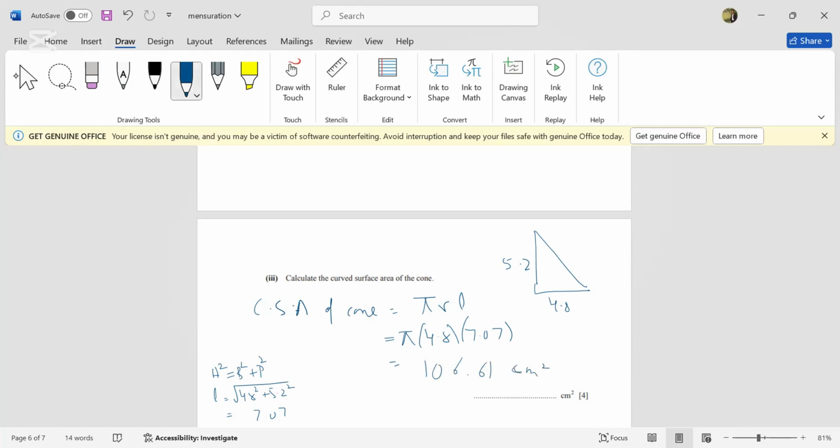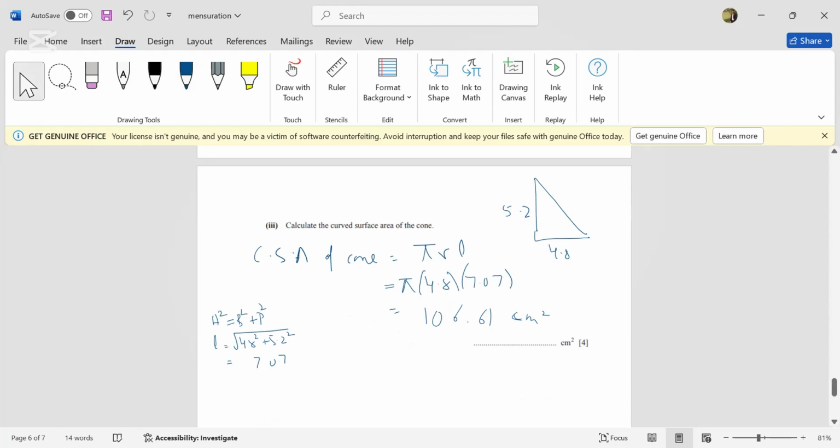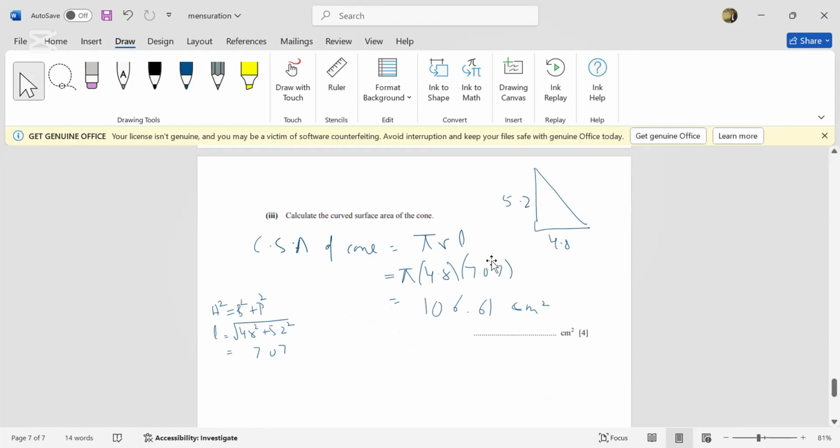Okay, so we are done with this part. And check out, it is 4 marks, so each and every part has to be done. So we end up here. Best of luck.